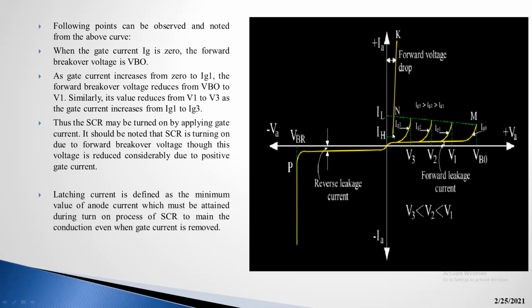At which anode current level the SCR is going to be turned off, that point can be called a holding point. This current is called the holding current. So again I will give the definition: the anode current level at which the thyristor is turned off is called the holding current.